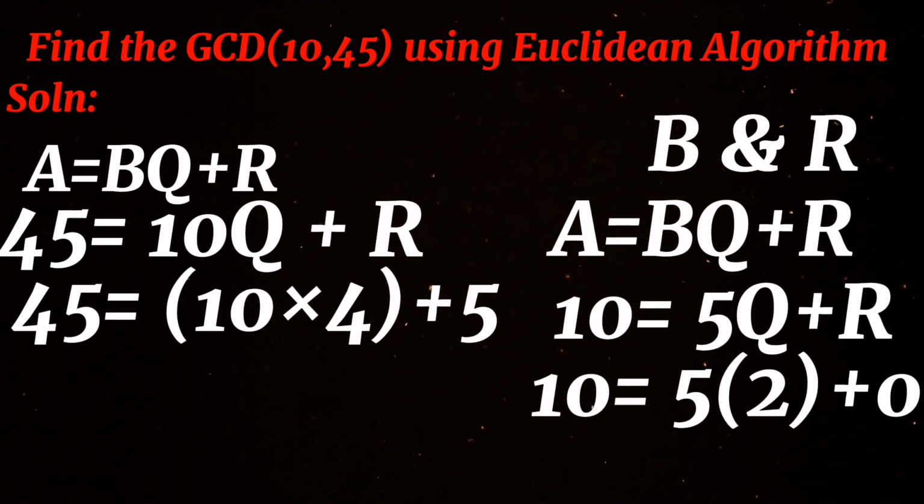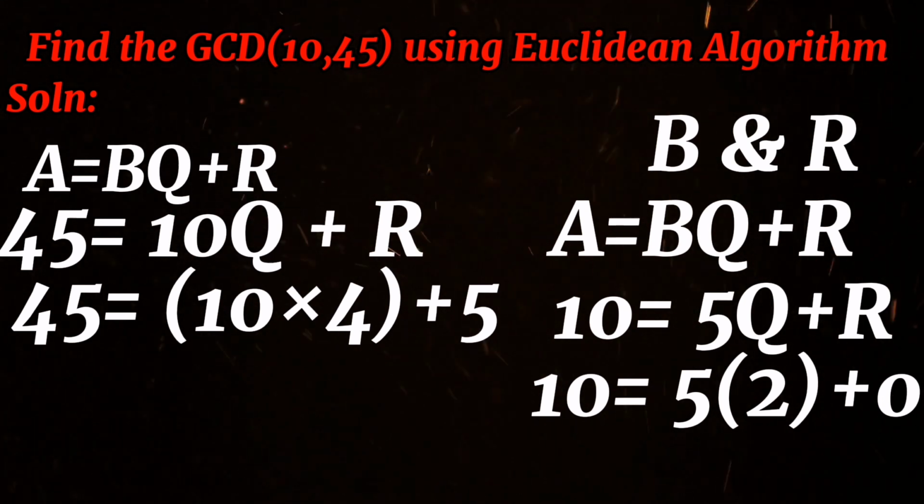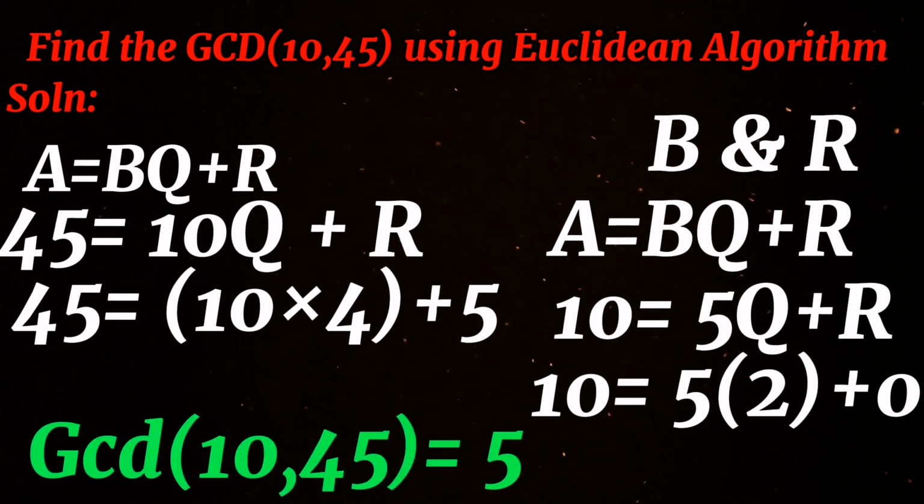Now we've solved up to the part where our remainder is equal to 0. Then what is our greatest common divisor? Is the greatest common divisor of 10 and 45 equal to 0? No. The greatest common divisor can never ever be equal to 0. The greatest common divisor is usually the last remainder which is greater than 0. Therefore, the GCD, the greatest common divisor of 10 and 45, excuse me, is equal to 5.